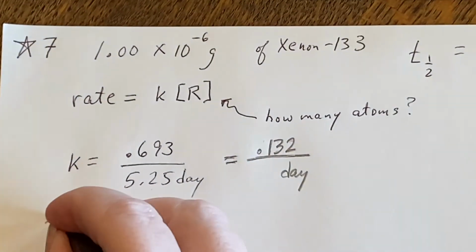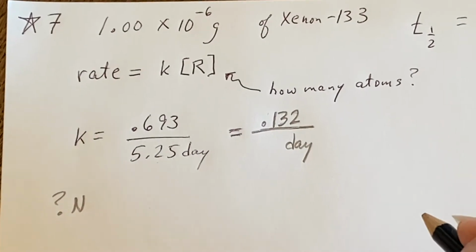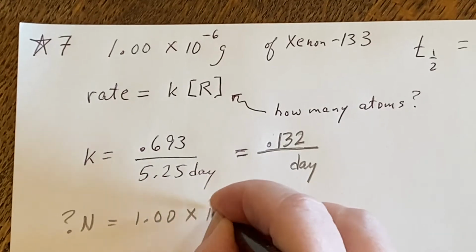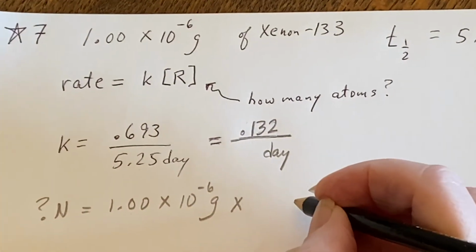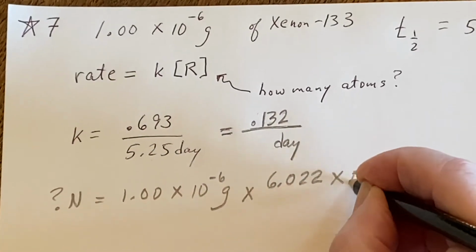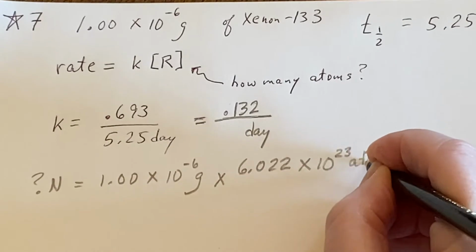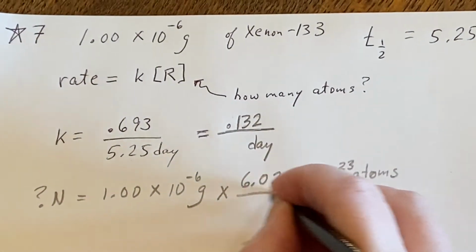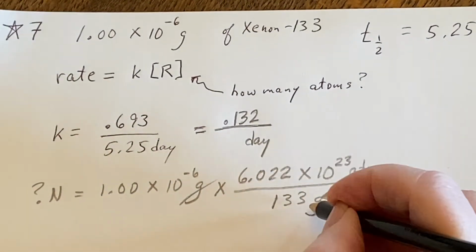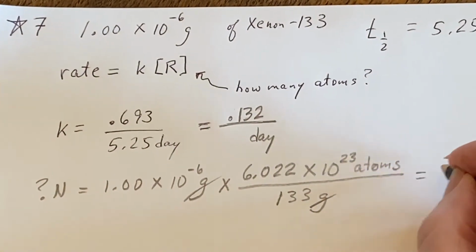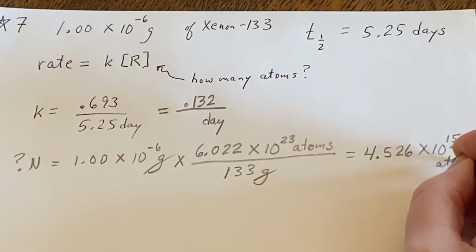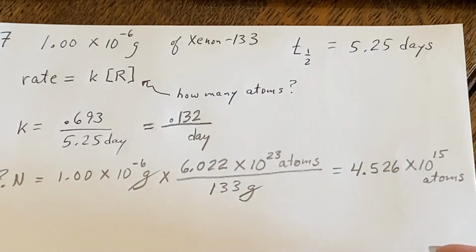And so that will be 0.132 per day. How much is in? I wanted to know that. I said, how many atoms? Well, they told me how many micrograms. So 1 microgram. And I'm going to use the molar mass. I'm going to flip it upside down though. And I'm going to use Avogadro's number. I know this is how many atoms there are in a mole, and I know that a mole is 133 grams. So I've skipped a little step in there, but that gives me the idea about how many atoms there are. So that's the number of atoms of the xenon-133.